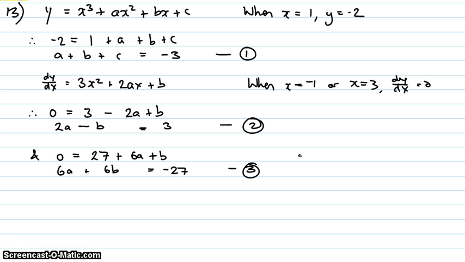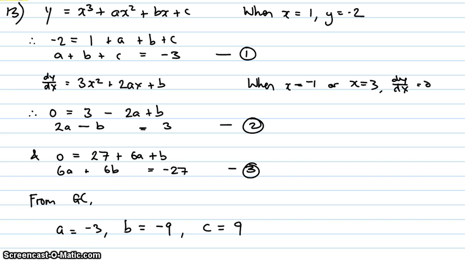From this, we can key it into our graphing calculator, and we find, so from the GC, we find that a equals -3, b equals -9, and that c equals +9.